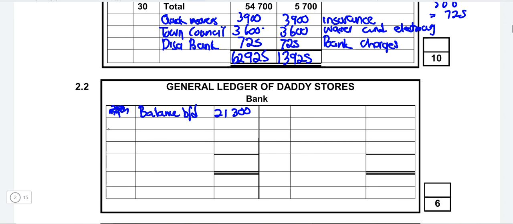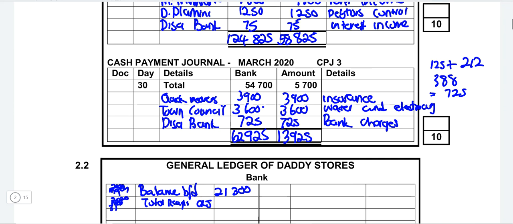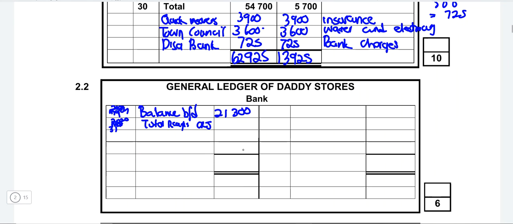And then also on 2020 March the 31st, I'll have my total receipts. Remember, I'm going to look at the CRJ for this information. Under folio column, you'll write CRJ. So our total receipts according to our CRJ is 124,825. So we'll put it here, 124,825. And then here we're going to put our total payment.